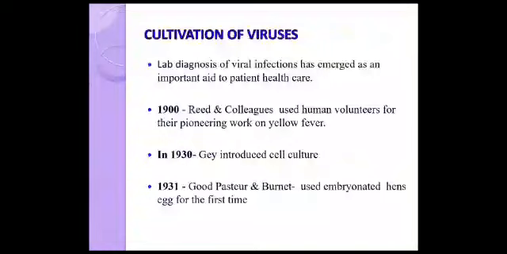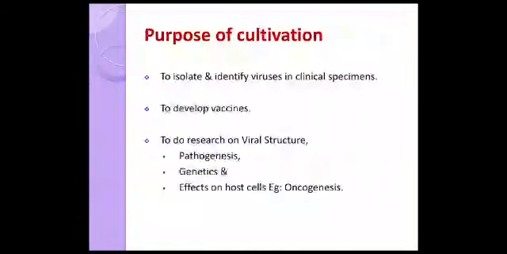In 1930 Gay introduced the cell cultures. In 1931 Goodpasture and Burnet used the embryonated hen's egg for the first time. So why do you need to cultivate the viruses? One is to isolate and identify the virus which causes the disease, to develop vaccines, to look at the pathogenesis, genetic and effects on the cells, for example the oncogenesis, and for research purposes.